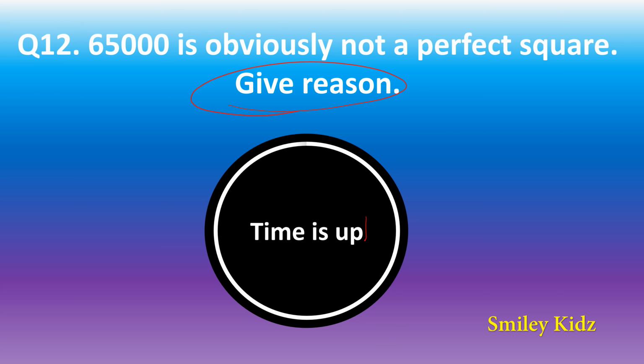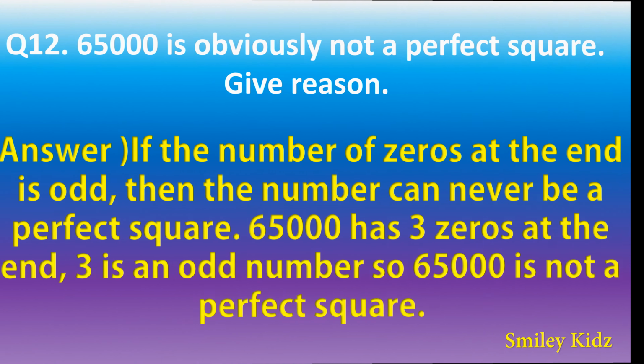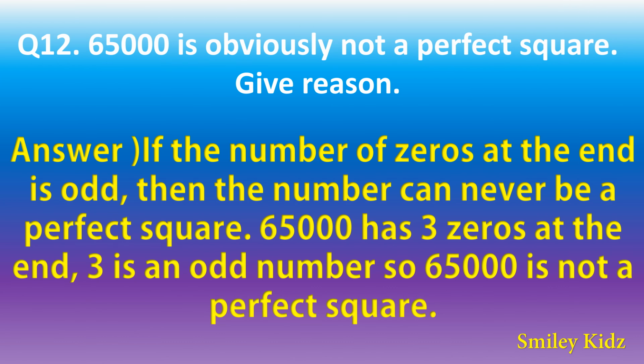Your time is up. Now let us see the reason. This is one of the property also. If the number of zeros at the end is odd, then the number can never be a perfect square. So here in 65,000 we have 3 zeros, which is odd number, right? So this number is not a perfect square and this property would be the reason. Okay.